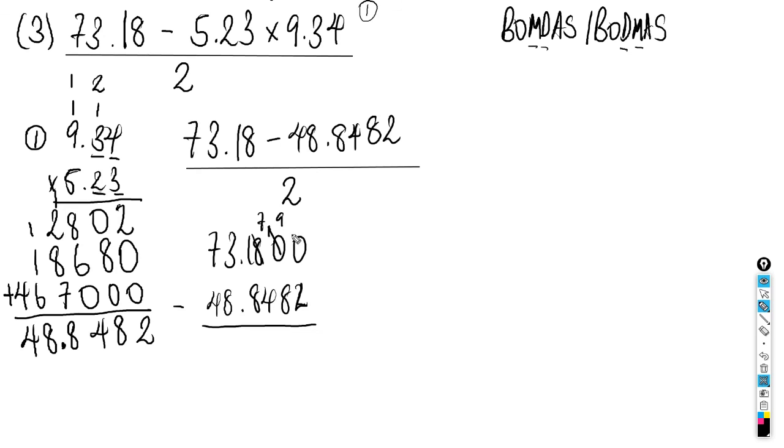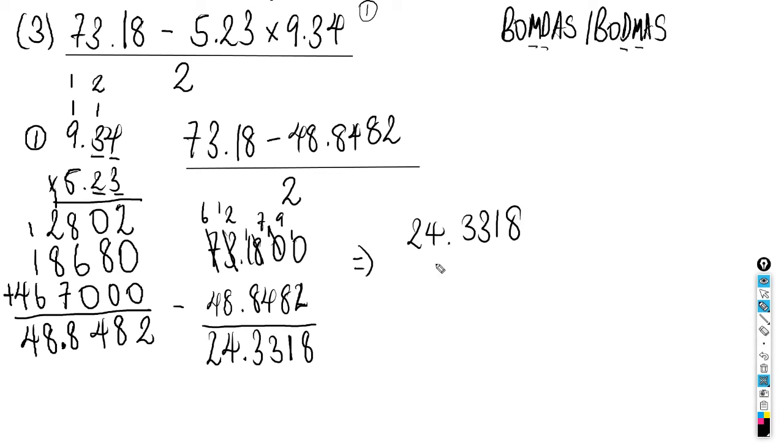Break out the 10, you get 9. Then we're going to get 10 here. So 10 minus 2 would give us 8. 9 minus 8 would give us 1. 7 minus 4 would give us 3. Then 8 minus 1, we'll have to break 1 from here. So we're going to get 11 minus 8, which is 3. Then we'll have to break 1 from this 7, which would give us 6. And 12 minus 8 would give us 4, and 6 minus 4 would give us 2. So we end up with 24.3318 divided by 2.